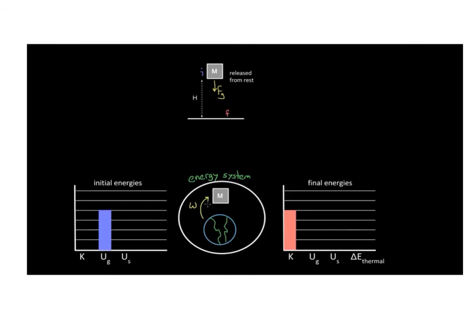And the answer is no. And the reason is this Earth is also part of our energy system. So the Earth did do work on the mass, and this mass gained kinetic energy, but since the Earth and the mass were both part of the system, this work was internal to the system, and internal work never changes the total energy of the system.